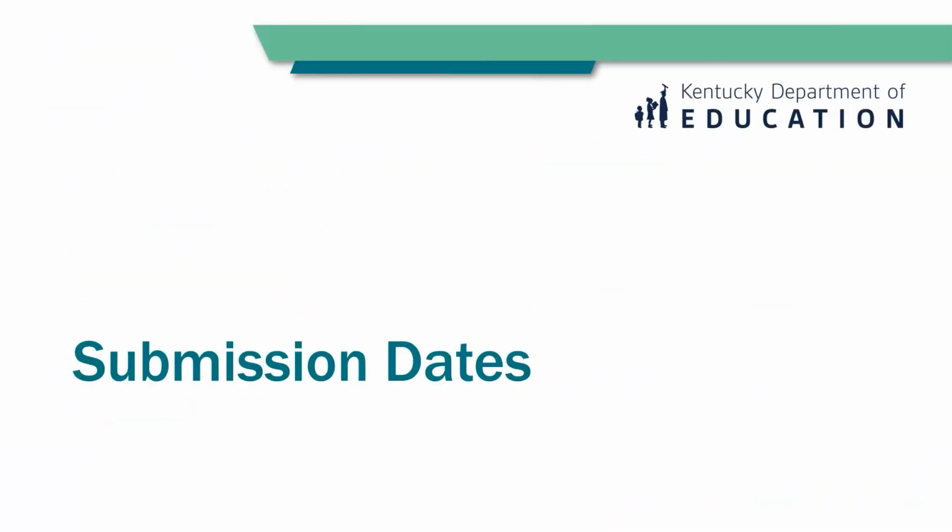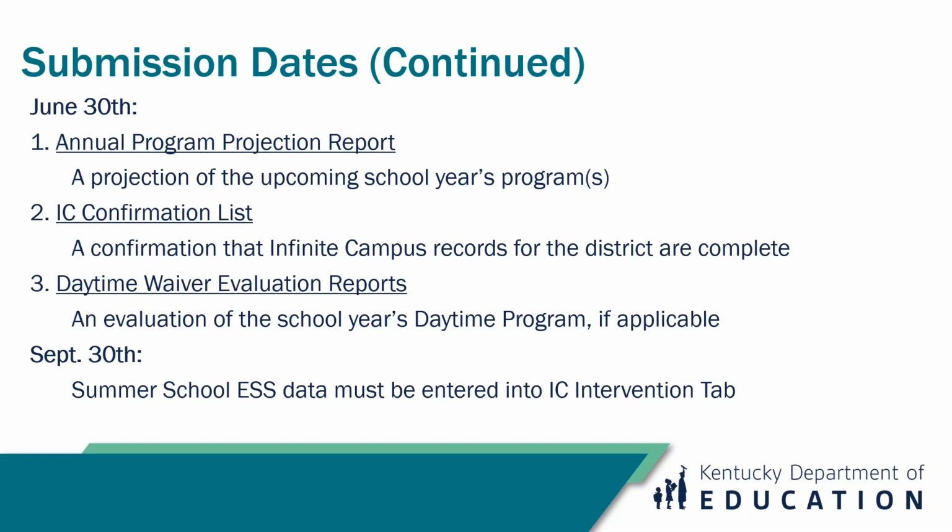Your submission date. Submission dates are June 30th. You need to submit your annual projection report form, a projection of the upcoming school year's program, your IC confirmation list, a confirmation that Infinite Campus records for the district are complete, your daytime waiver evaluation reports, an evaluation of the school year's daytime program, if applicable, and September the 30th will be for summer school data, which must be entered into the IC intervention tab.